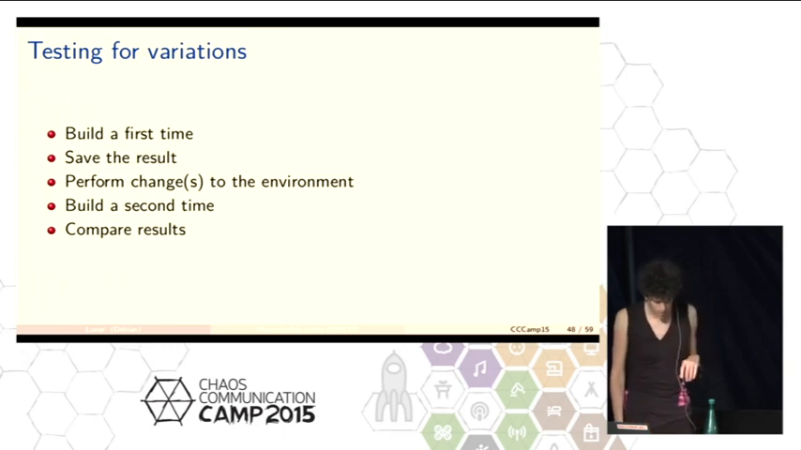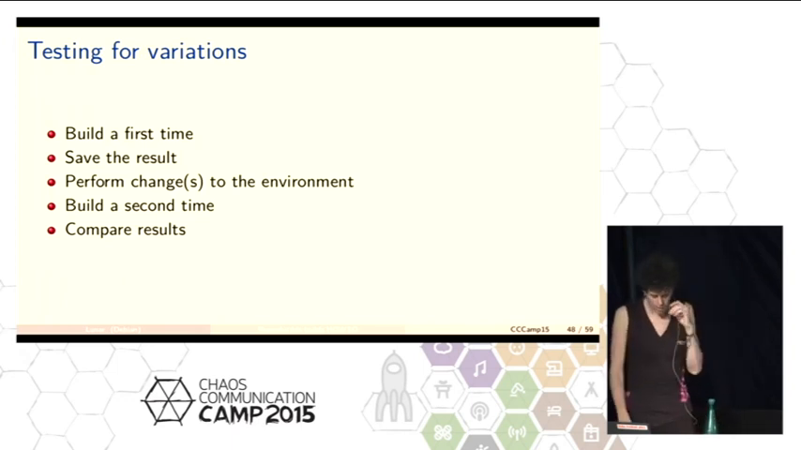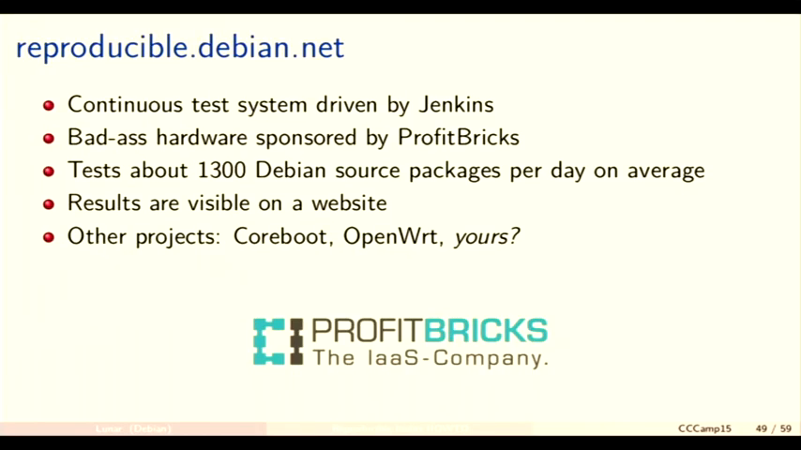The basic idea we're currently using in Debian is that we build the first time, keep the result, change various things in the environment, build another time, and then compare the results. We set up a continuous test system driven by Jenkins. This is the work of Holger Levsen, now also helped by Mattia Rizzolo. Huge thanks to Profitbricks, because this is a crazy machine that can test 1,300 Debian packages a day. It's building every package twice and then comparing the results. That's serious horsepower.